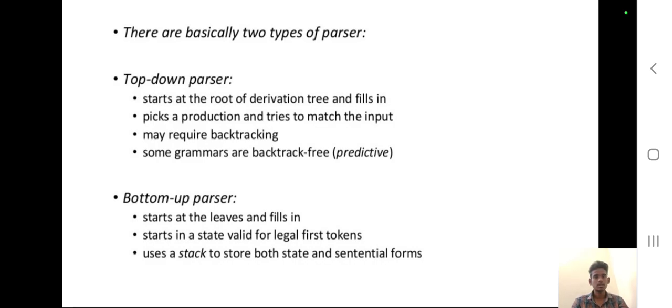Top down parser starts at the root of the derivation tree and fills in, picks a production and tries to match the input, may require backtracking. Some grammars are backtrack free, predictive. Bottom up parser starts at the leaves and fills in, starts in a state valid for legal first tokens, uses a stack to store both state and sentential forms.